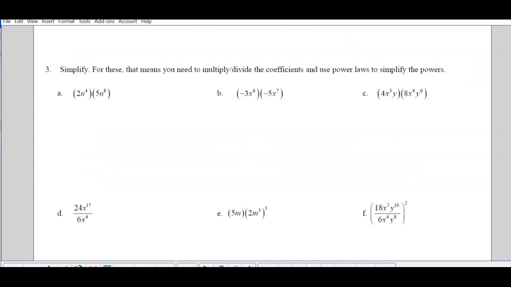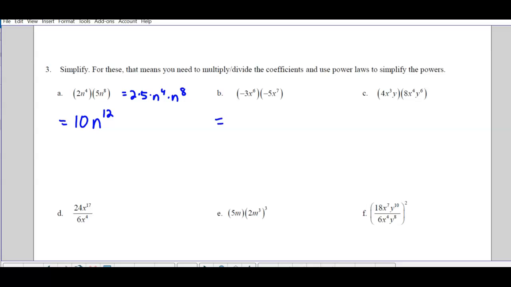Next page. Okay, simplify. So in this case, we're multiplying and dividing in a lot of these. So you need to realize that those coefficients are just numbers. If we didn't have the n's in there, it would just be 2 times 5. So that's our coefficient. We do have the n's in there, so really this is 2 times 5 times n to the 4th times n to the 8th. You kind of group them. So that's going to be 10 n to the 12th. Multiplying powers with the same base, you add the exponents.